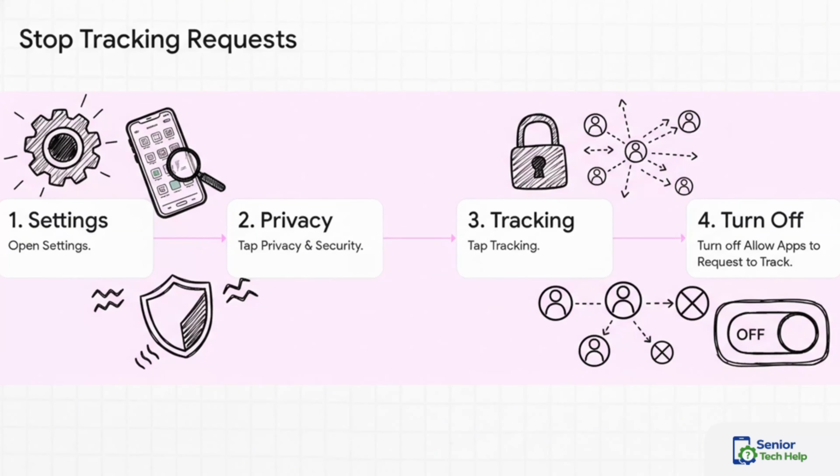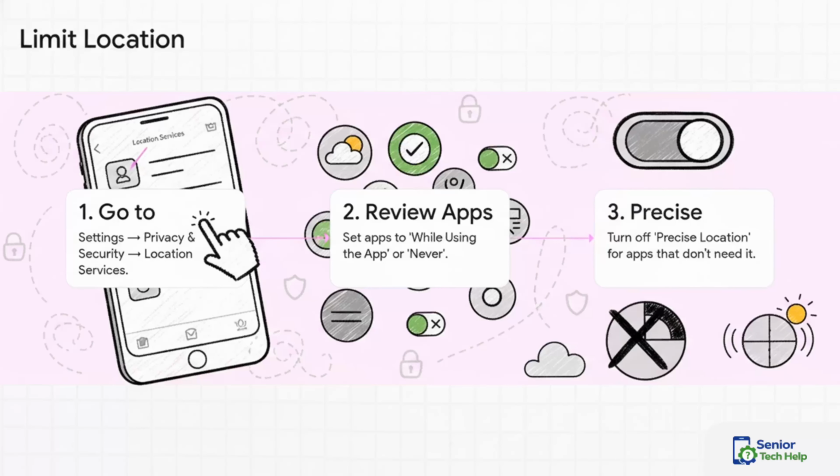So first, look for that settings icon. It's the gray one with the gears. Go ahead and tap that. Now, just scroll down a bit until you see privacy and security. Tap on that, and right near the top, you should see a word tracking. Tap on it. Now, you'll see a little switch at the top. If it's green, just tap it once to turn it off. It should turn gray. That's it. Great job.